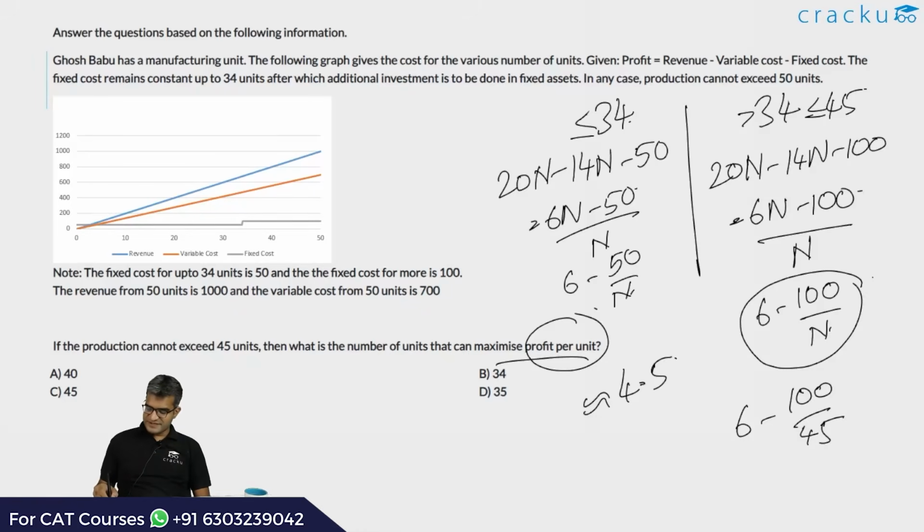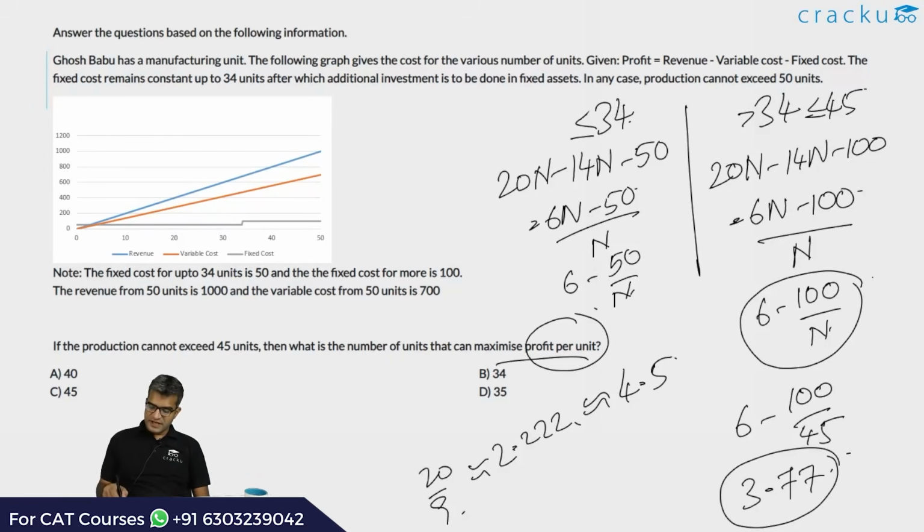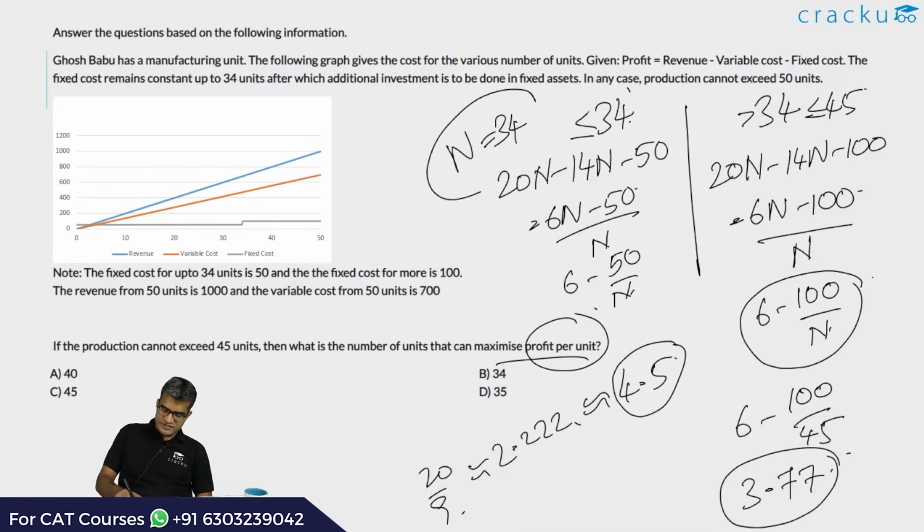100 by 45 is basically 20 by 9. 20 by 9 is approximately 2.2222. So this is 6 minus 2.2222, which is equal to 3.77. Again, the highest is 4.5. This happens when n is equal to 34. So the answer for this question also is option B, which is 34.